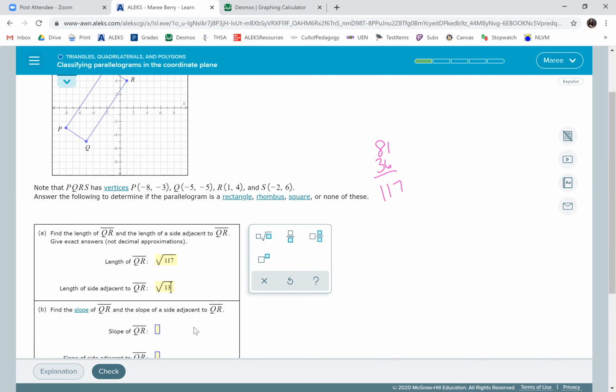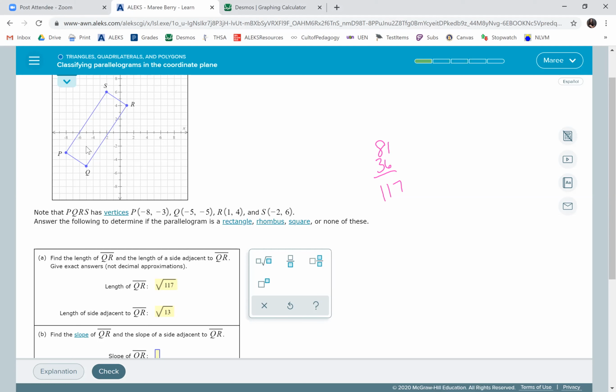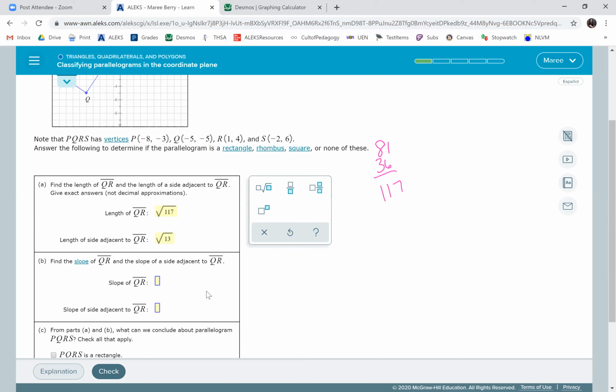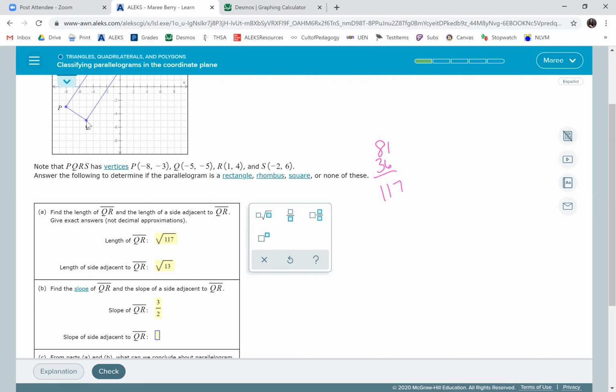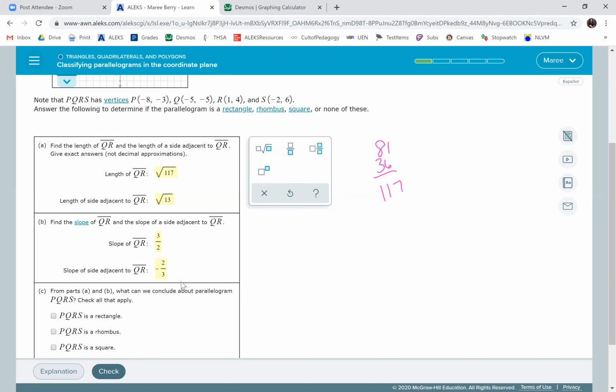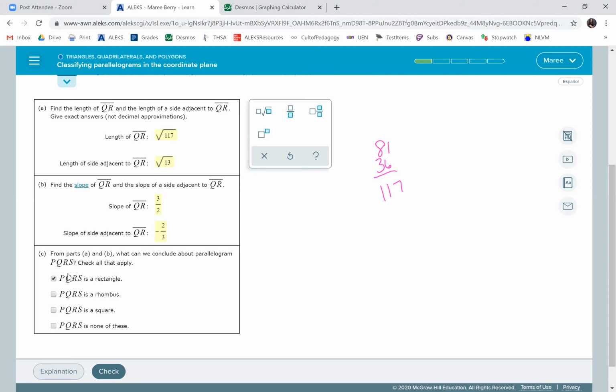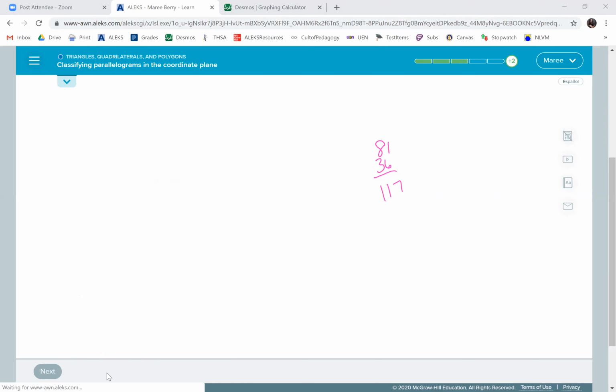The slope of QR, so we rose, what did we say? I can't remember, 9? 9, and went to the right 6. So it's 9 divided by 6, reduced by 3, so 3 divided by 2. So we divided 9 and 6 by 3 to get 3/2. The slope of a side adjacent to QR is -2/3. Oh, check that out. Those are opposite reciprocals. So these are 90 degrees. So this is definitely a rectangle, but it's not a rhombus and it's not a square. So we'll go on to the next one.